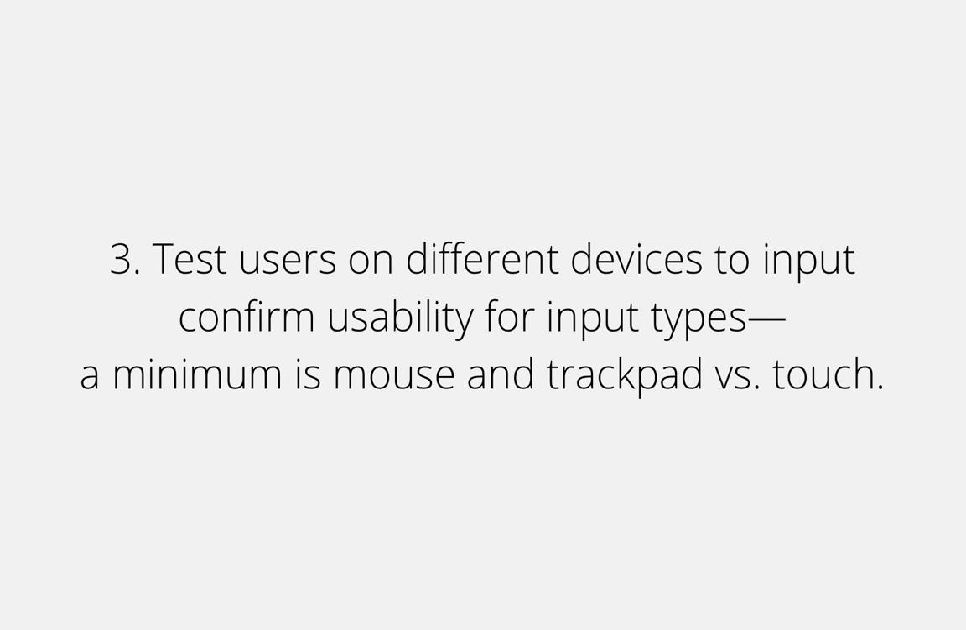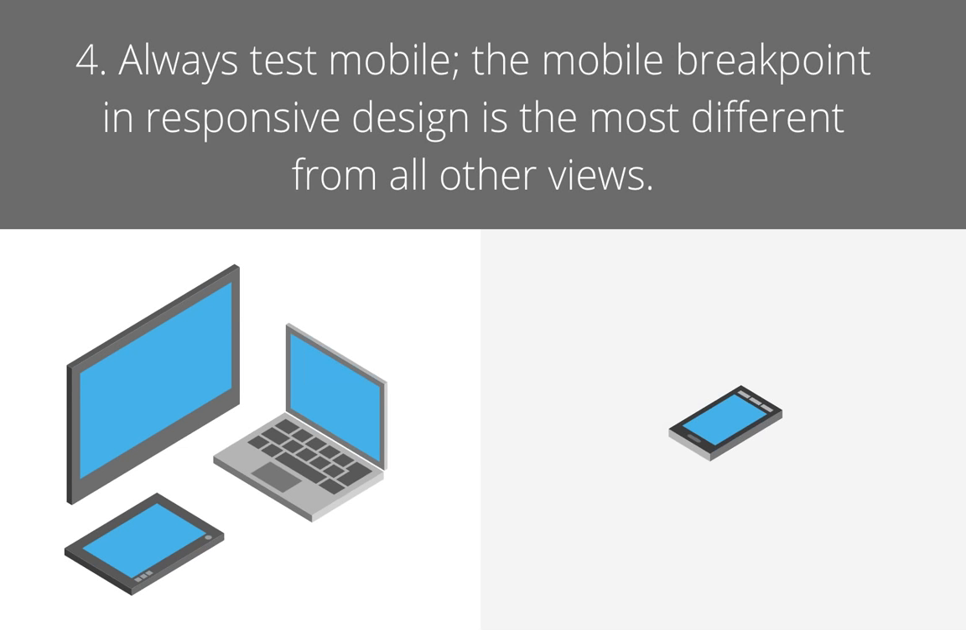Three is test users on different devices to confirm usability for input types. So a minimum would be testing for mouse and trackpad versus touch. This is so critical in the age where touch screens on smartphones and tablets are going to be the main way that people use the web. We don't want to put the desktop aside. That's really where our traffic is coming from right now. But we want to make sure that we're designing in a way that respects both mouse and trackpad input and touch input. So make sure that you are testing on multiple devices.